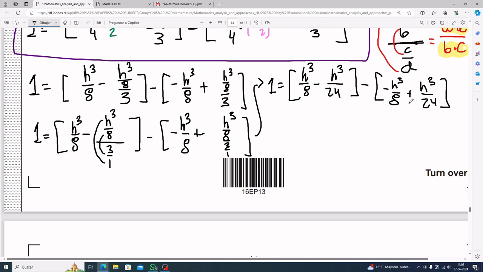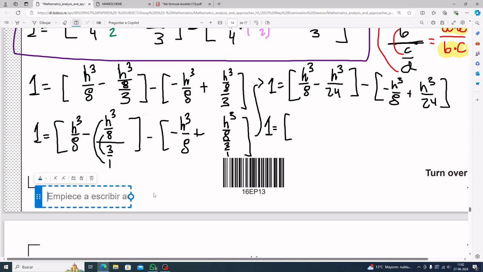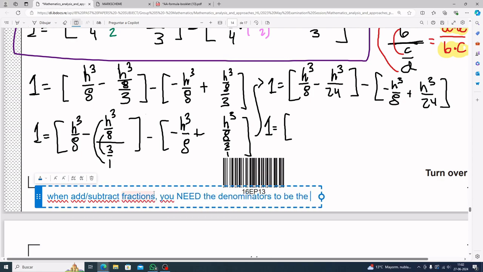Is it better? Let me take a moment to think about it. I think it would be a little bit better, I guess. So let's try to combine these fractions right away. When you add or subtract fractions, you need the denominators to be the same.